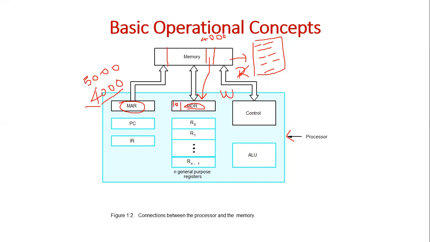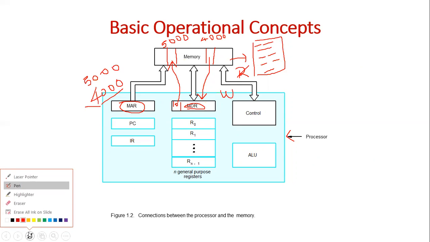So let us assume this location is 500. Then whatever content is available in the MDR, memory data register, write that to this location 500 in the memory. So that is the job of the memory address register and memory data register, and the control unit is the one which generates the appropriate control signal, like what operation is to be performed. I think it's clear.